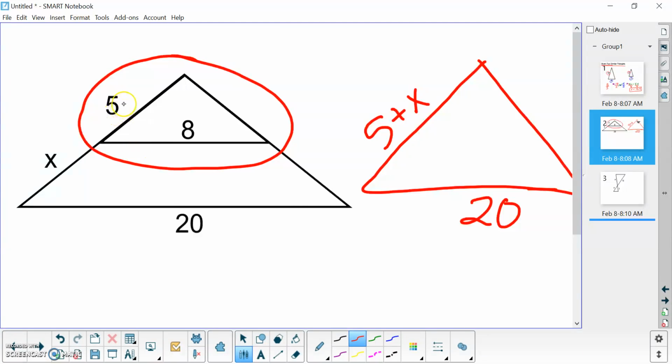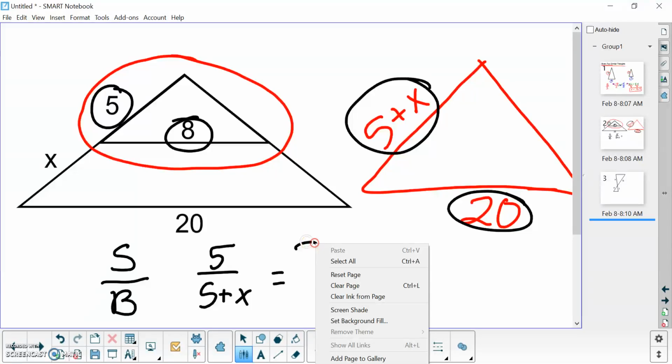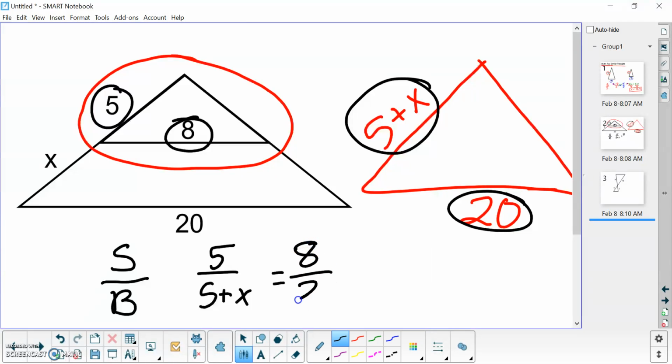And so I'd write this as 5 over 5 plus x. Maybe this time I'm going small over big. 5 over 5 plus x is equal to 8 over 20. Sorry about that. I'm going to do the exact same thing now. I'm going to cross multiply. 5 times 20 is 100.